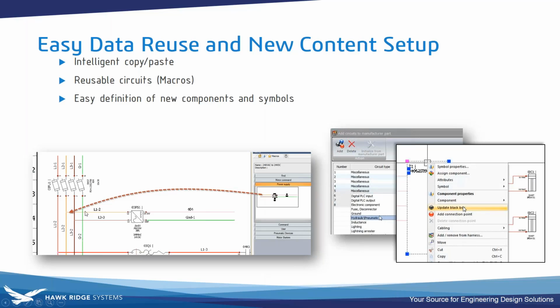Macros, just drag and drop them. There's the black box. If you wanted to, you can update black box symbols with the different pneumatic and hydraulic information, or different connection points. We'll bring that in for you.